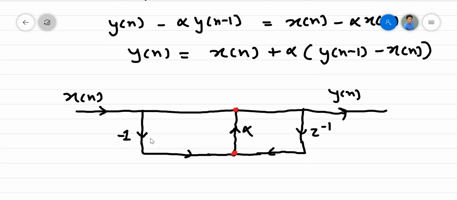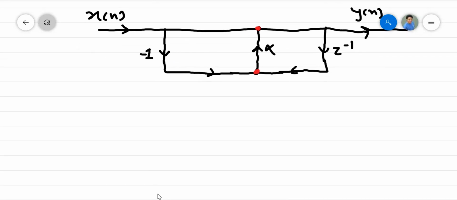Now again we want to find the magnitude and the phase response of the filter, which we have found in the digital domain.